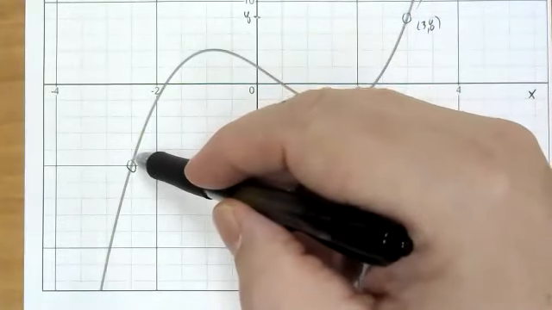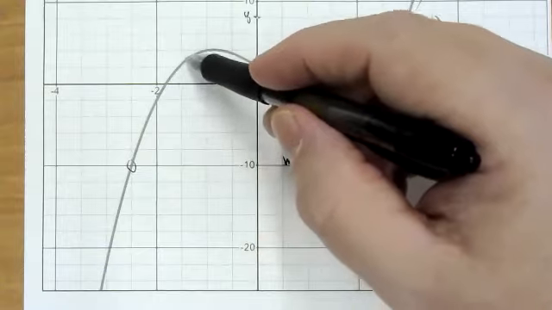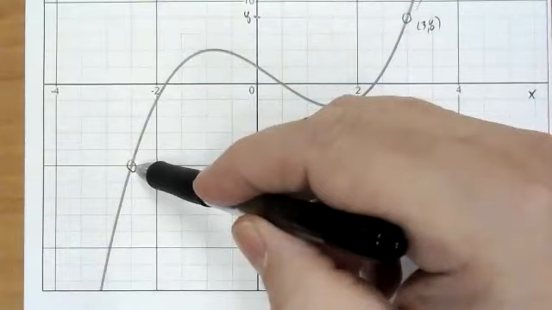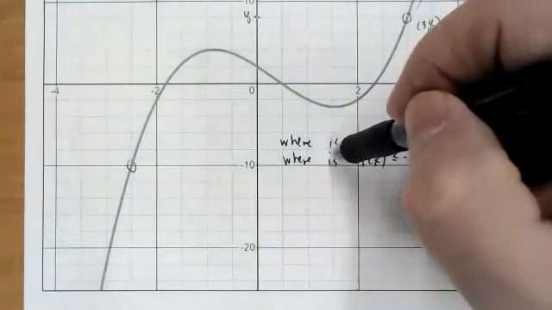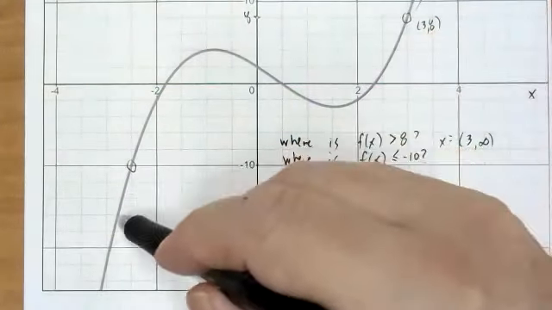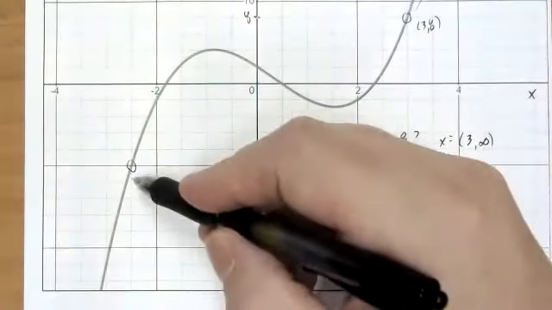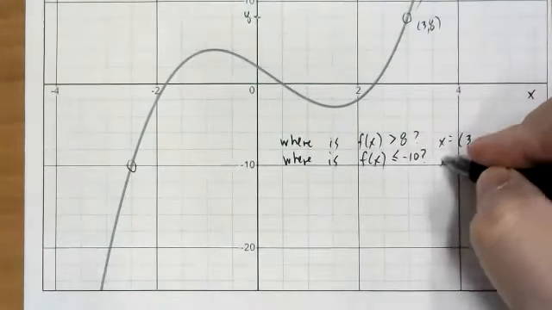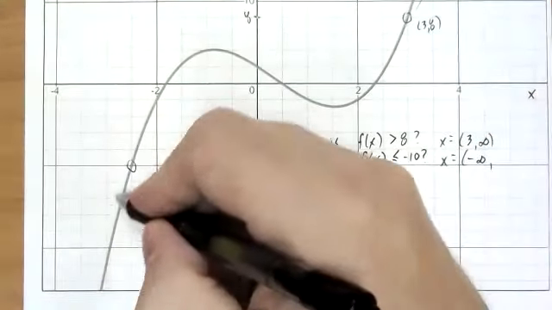And if I look, then the rest of this function, once it gets larger than negative 10, it never ever drops below negative 10. So once again, it's only one part of this graph that's going to be the solution to this question. So what are the values of x? Well, this thing goes on forever. So the smallest value of x that describes this part of the function, in this case, it's going to start at negative infinity. And it's going to go up to here.